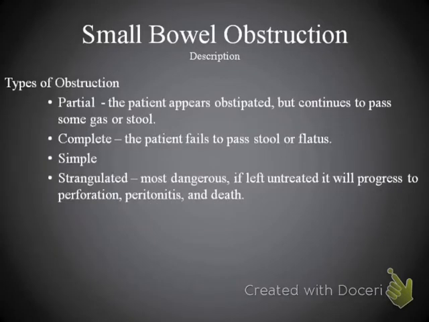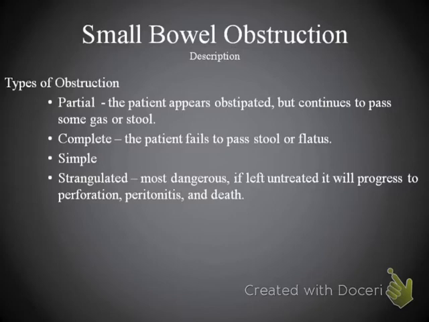So types of small bowel obstruction. We have partial, complete, simple, and strangulated. Partial means that the patient appears obstipated or severe constipated and continues to pass some gas or stool. So you don't have the full intestinal blockage or obstruction here. So you still continue to allow small bits of passage through. Complete means that the patient fails to pass stool or flatus. And so basically there's nothing that the patient can get out.